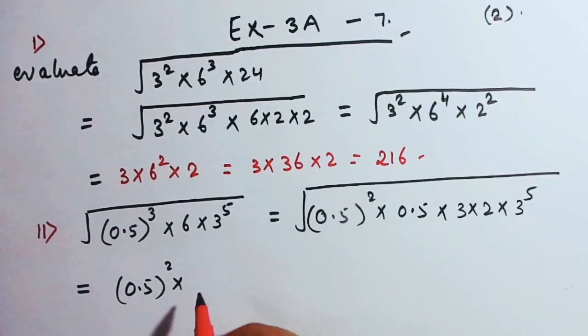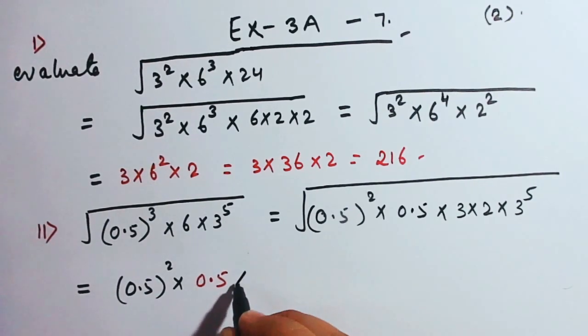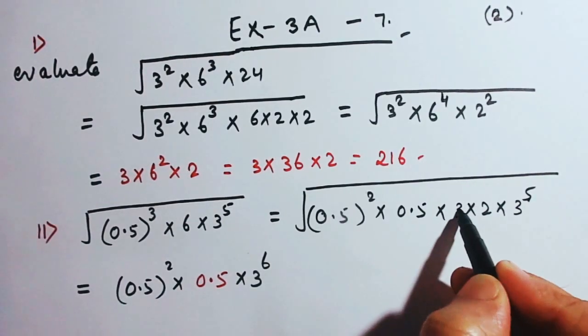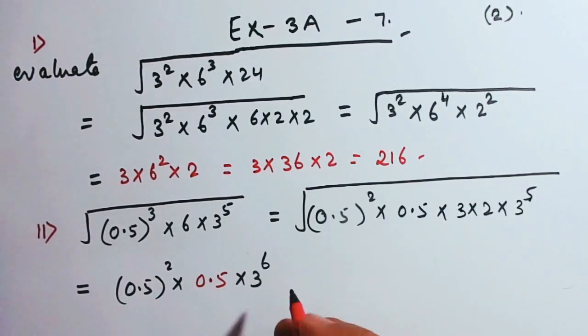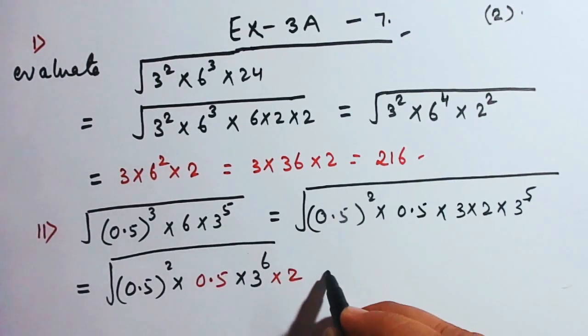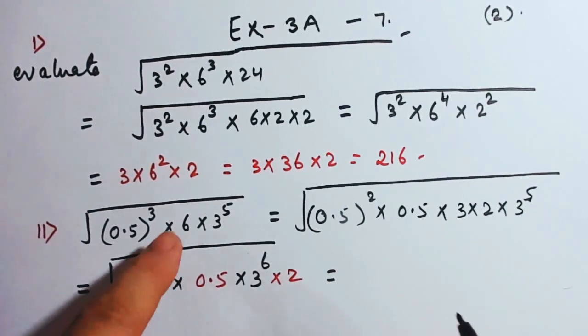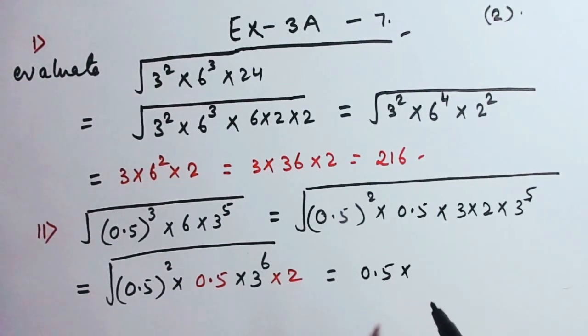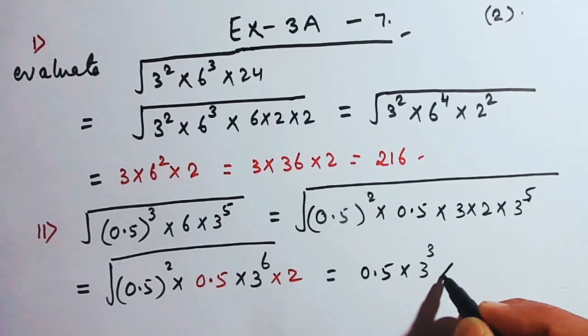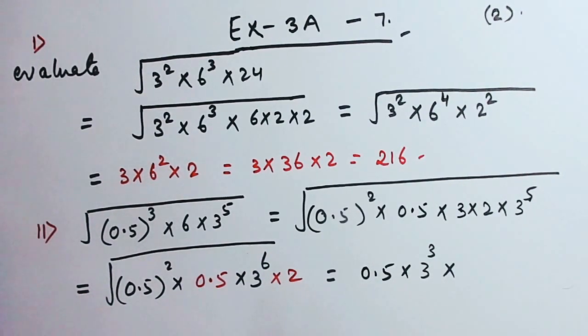Now 0.5 is left alone, multiplied by 3 to the power 5 into 3 to the power 1, that is 3 to the power 6, into 2. So we can easily find the square root of 0.5 square, that is 0.5. 3 to the power 6 will give 3 to the power 3, and 0.5 into 2 will be 1, and the square root of 1 will be 1.